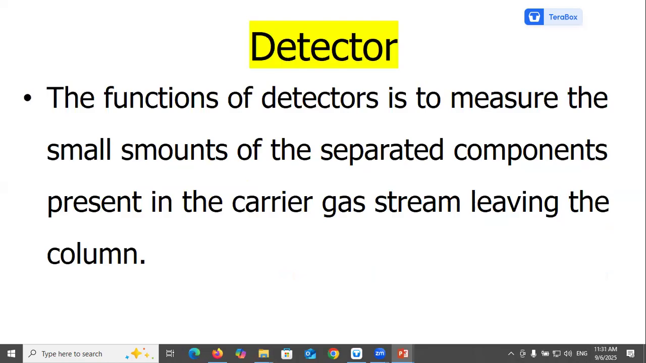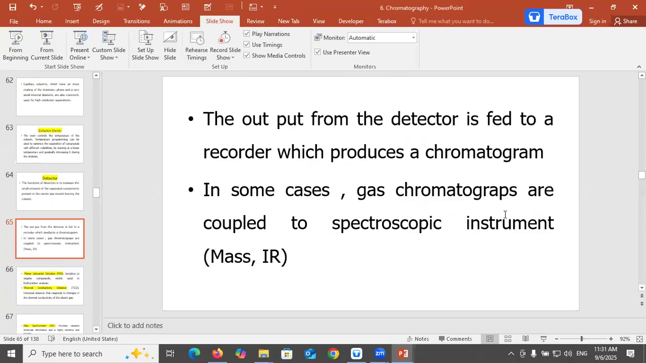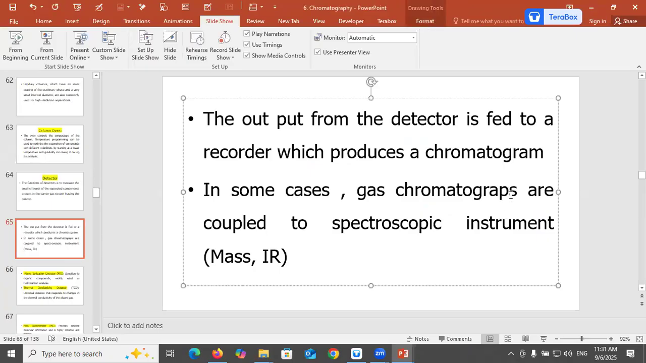Detector. The function of detectors is to measure the small amounts of separated components present in the carrier gas stream leaving the column. The output from the detector is fed to a recorder which produces a chromatogram. In some cases, gas chromatographs are coupled to spectroscopic instruments such as mass spectrometry and IR.